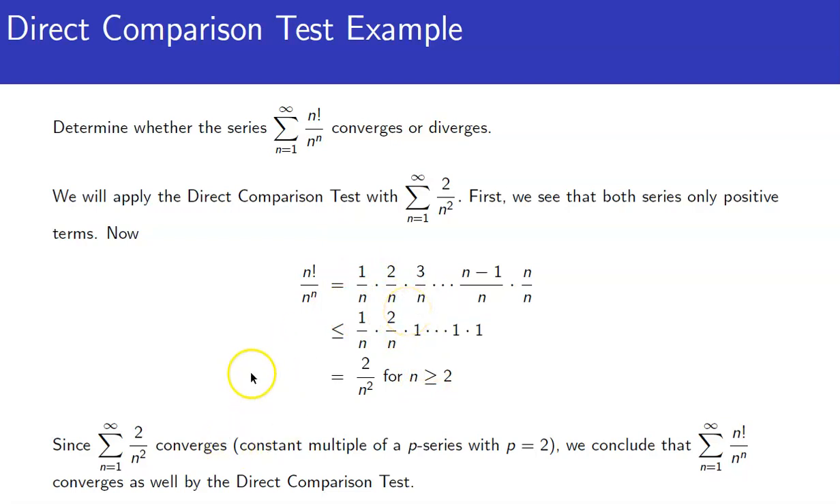All right, so now if we look at this series that we're comparing to, this is a constant multiple, 2, times a p-series. The p-series here has a p equal to 2 as well. That series converges, so 2 times it will also converge, which is good news for us because that's the bigger series. So if the bigger series converges, the smaller series also converges by the direct comparison test.